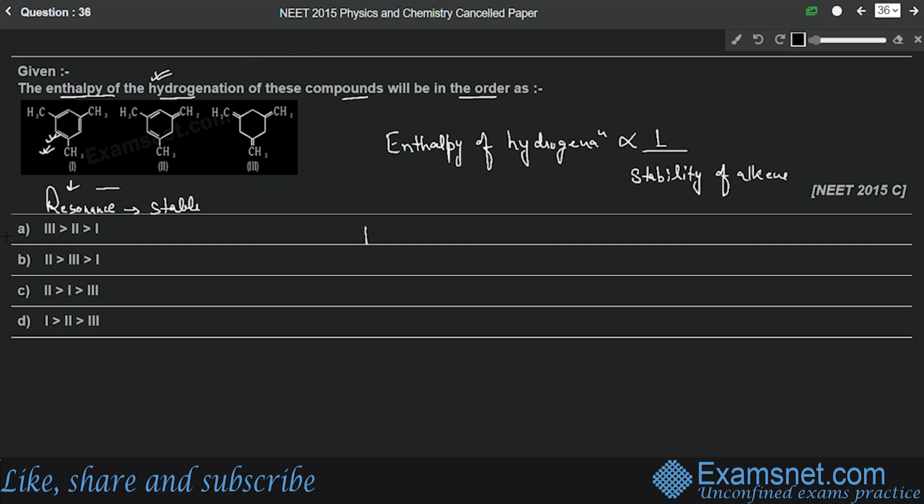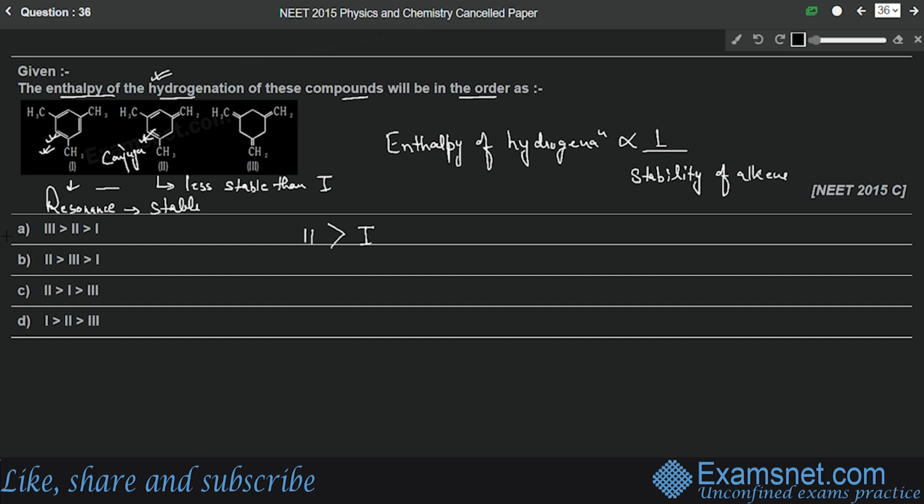So the first one will have the least enthalpy of hydrogenation. Then the second one, the benzene ring is not complete, but due to conjugation it will also be stable. Here we have conjugation, so it will also be stable, but less stable than the first one. So the enthalpy of hydrogenation of the second one will be more than the first one.